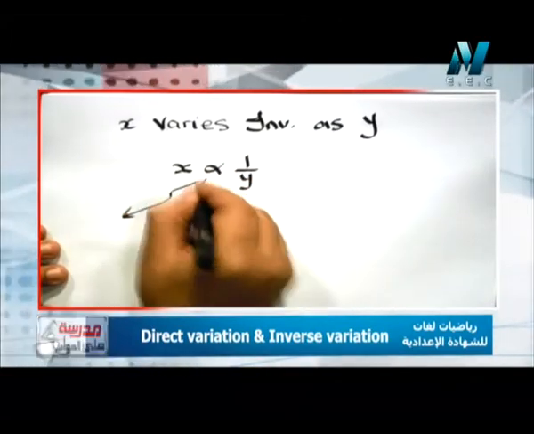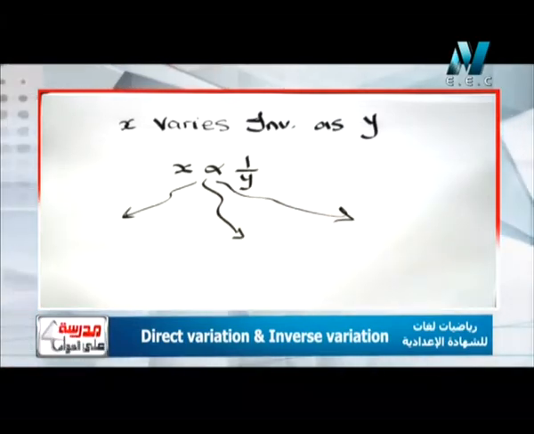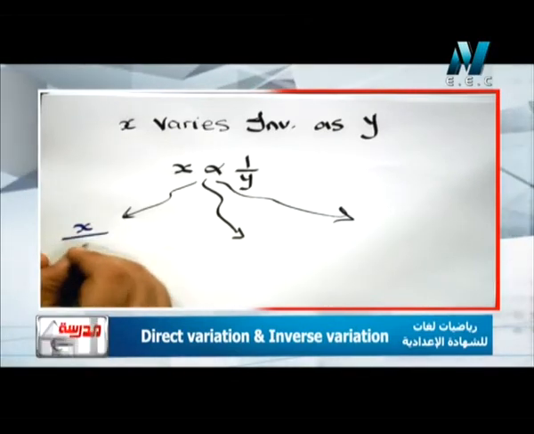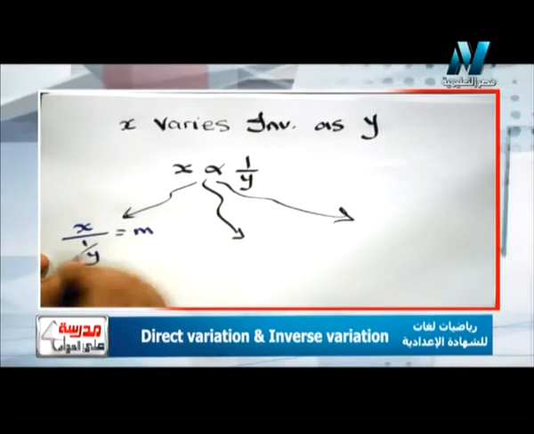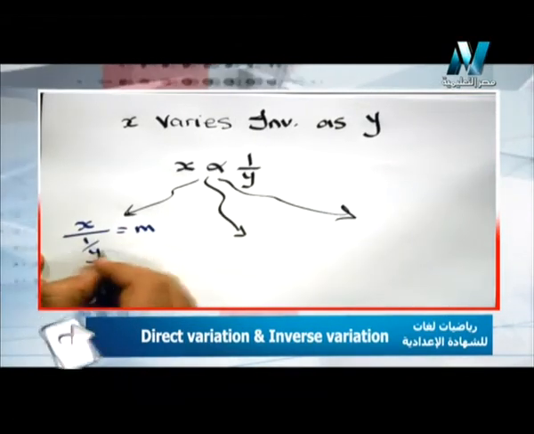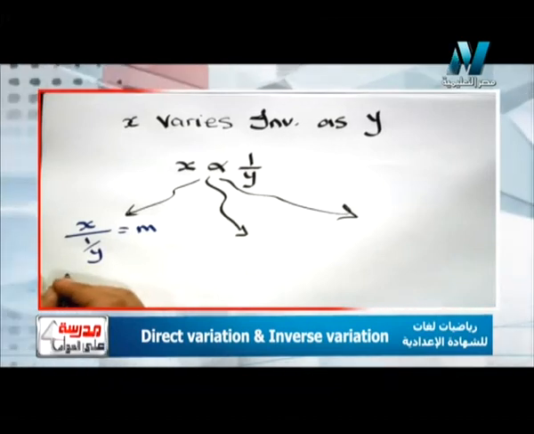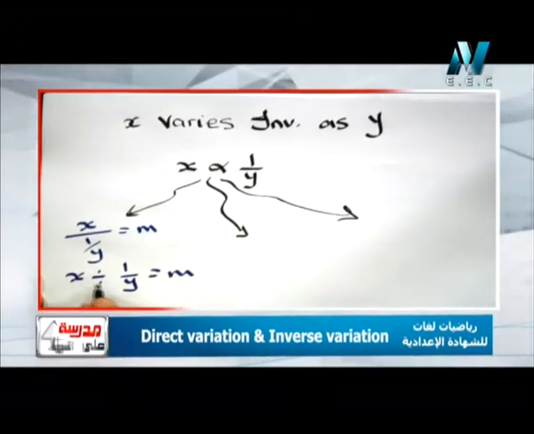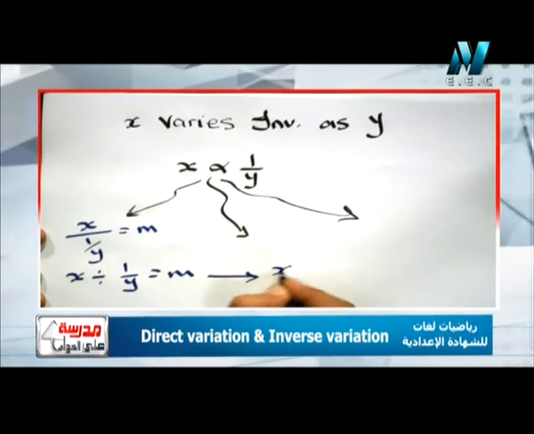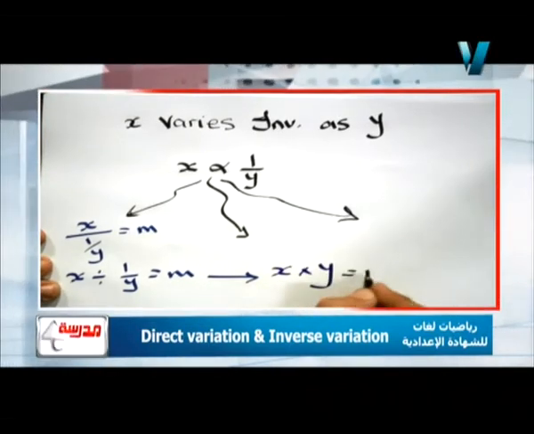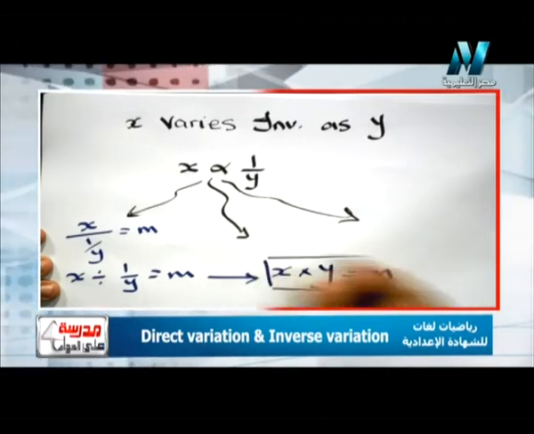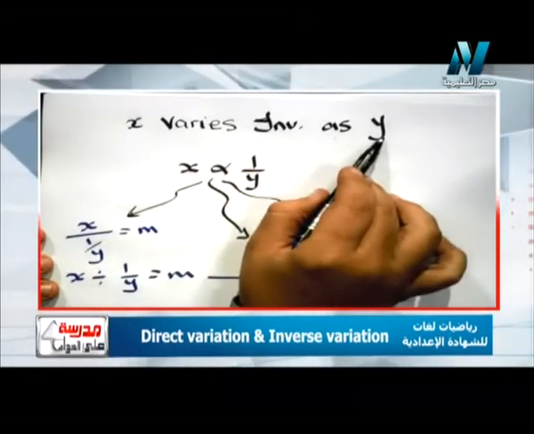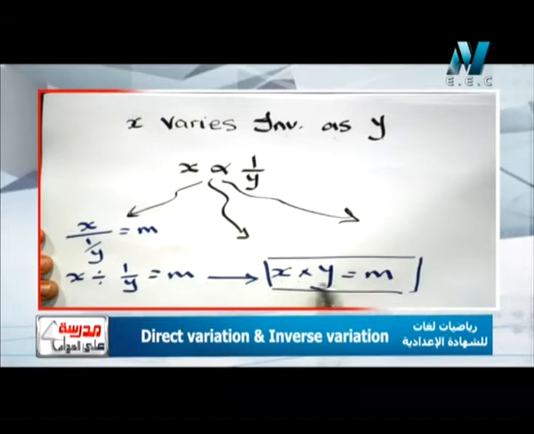So what forms can I write here? We learned that the first form of this means x over 1 over y equals m. What a strange form, right? x over 1 over y. We can write it in a nicer way. I can write x divided by 1 over y equals m. And to change divide to multiply, it will be x times y equals m. And this is the form of the inverse variation between x and y. Meaning when I say x varies inversely as y, its form can be written x times y equals m.